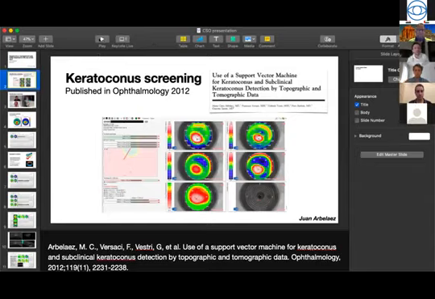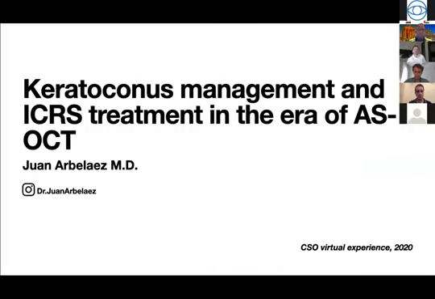Okay, perfect. So as I was saying, I will talk a little bit about the keratoconus screening software that we have available in the MS39 and the applications of the Phoenix software on the MS39 for the implantation and follow-up of patients with intracorneal ring segments.